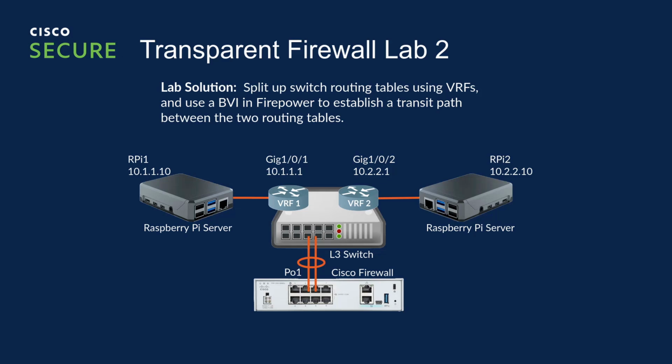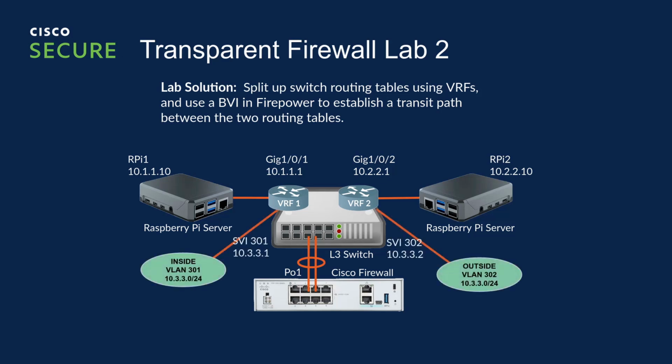Now these two VRFs can't communicate with each other, right? So I'm just explaining this serially so that you can understand exactly how the process is going to work. But this will be done very quickly with minimal downtime. The next thing that we're going to do is create two VLANs, an inside VLAN and an outside VLAN. VLAN 301 will be inside, outside will be VLAN 302.